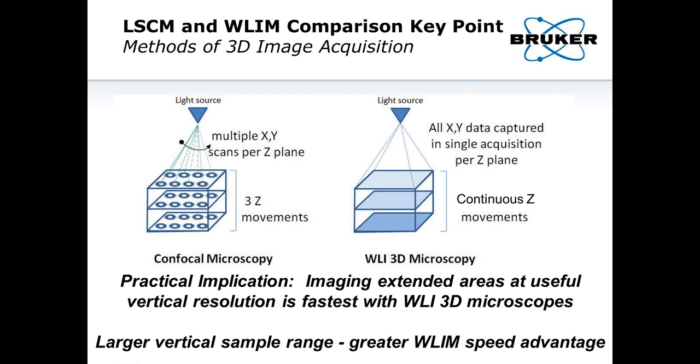Another practical implication is when vertical resolution is required and you need to do it quickly, it's easier to use a white light scanning system or a coherence scanning system, because you can use a larger field of view, accomplished by a lower magnification, and still achieve the vertical resolution that you might need a 50x or even 100x objective to achieve with the laser scanning type system, and stitching many images together when you have an extended horizontal or planar area that you want to image. Also, if you have larger vertical sample ranges, definitely there's a speed advantage gained by having a white light interference type system.